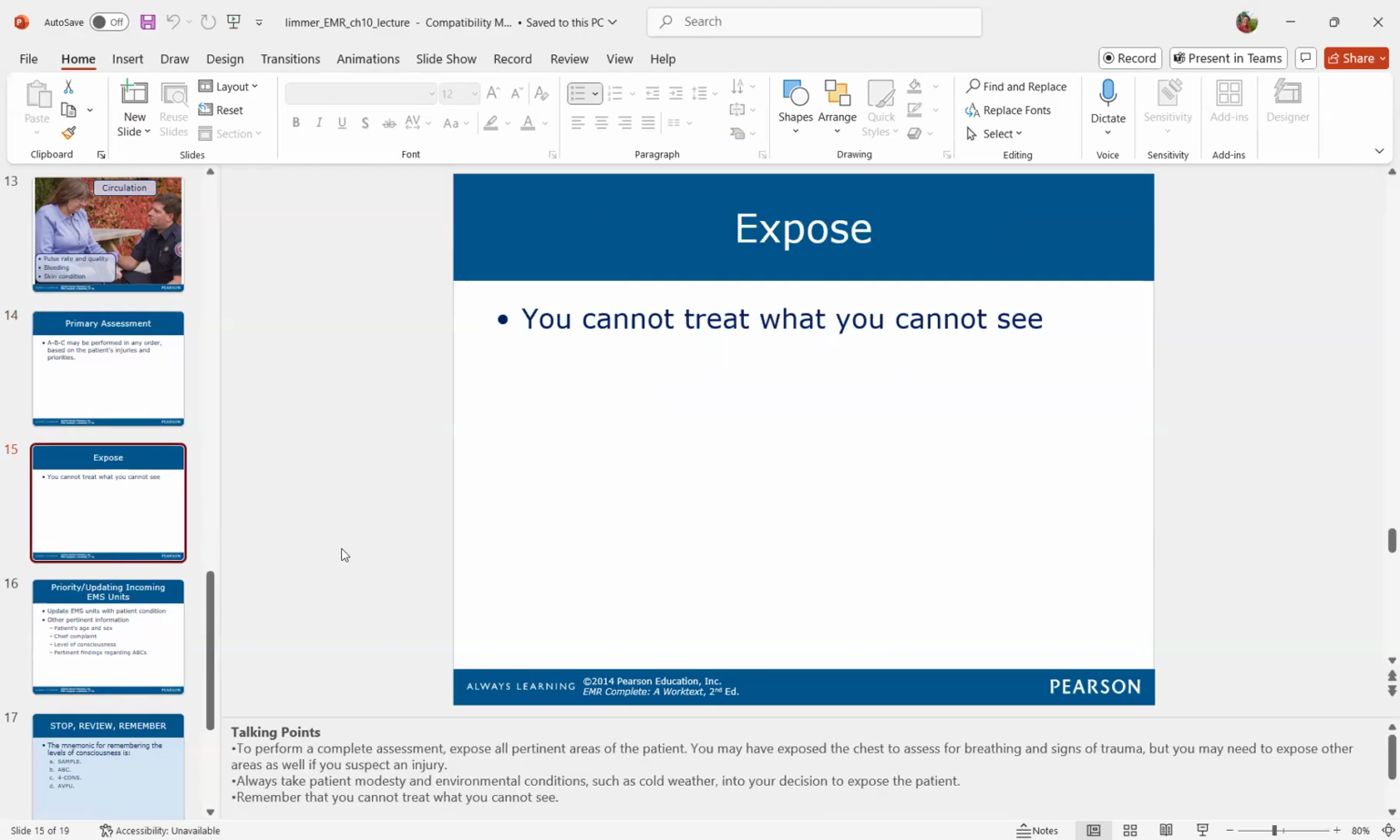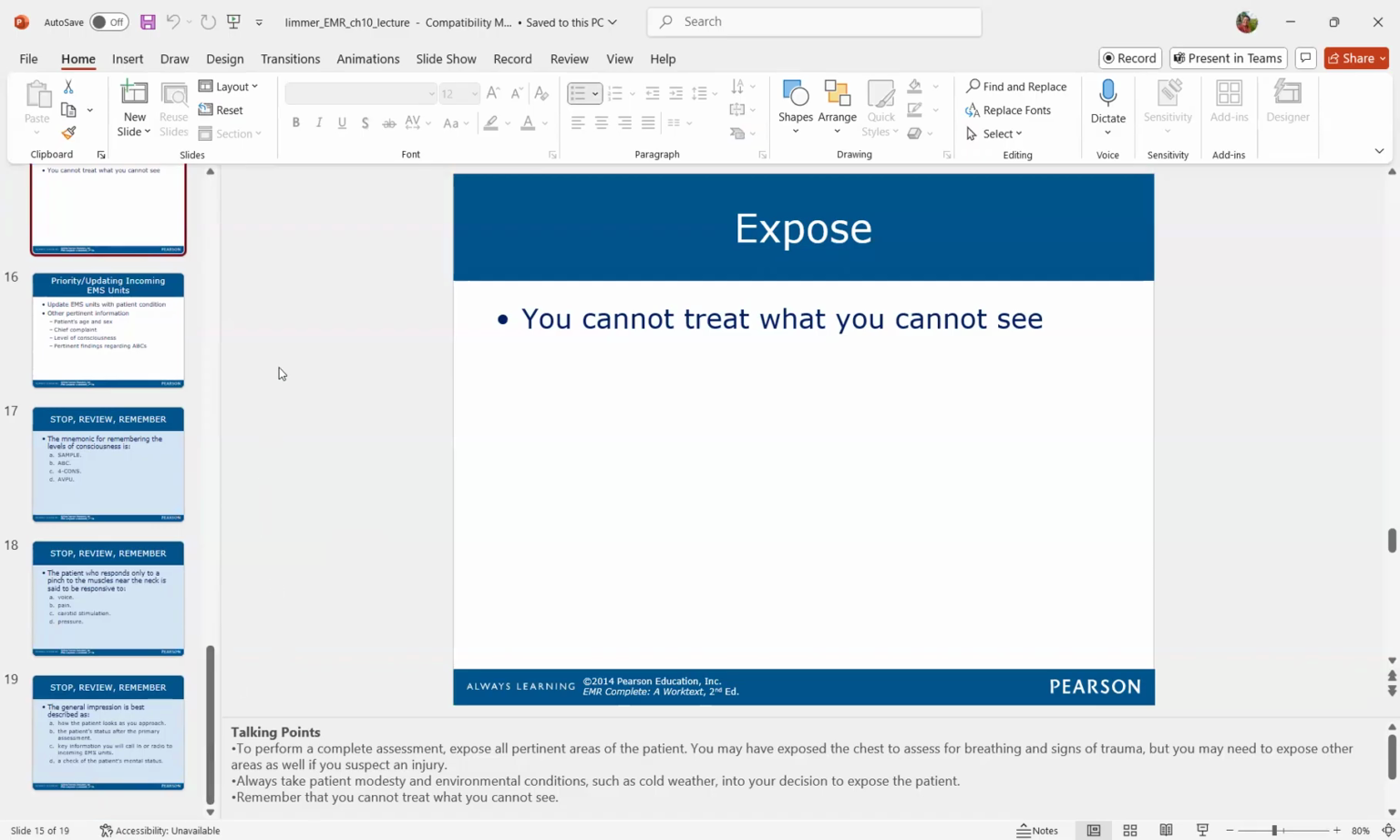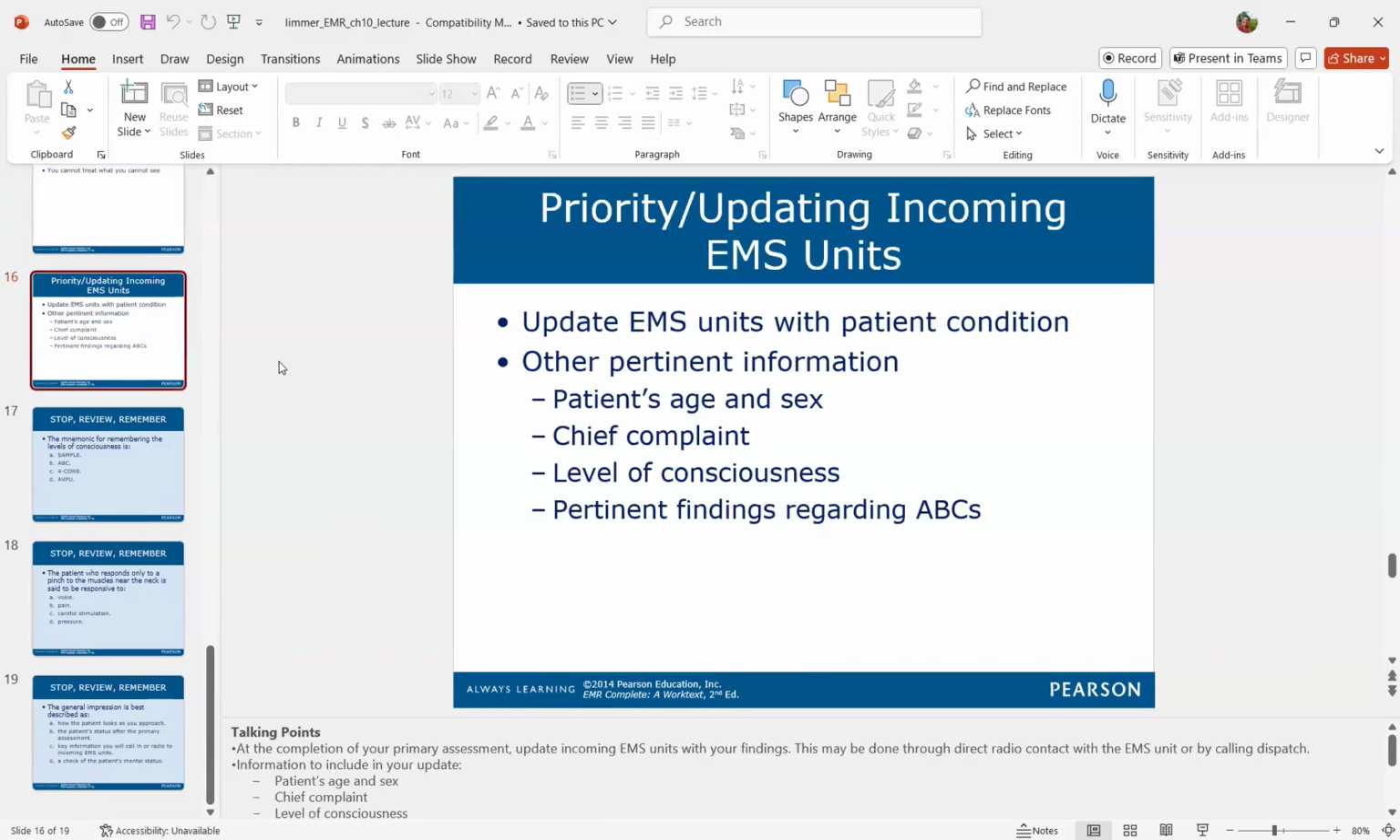We're going to expose all pertinent areas of the patient. We may have to expose the chest to assess for breathing and signs of trauma, but we may need to expose other areas as well if we suspect injury. I always take the patient's modesty and the environmental condition, like cold weather, into my decision making. And remember that we cannot treat what we can't see. I tell my students that if you have a legit trauma patient, that patient is going to be trauma naked, because I want to see what is all wrong with that patient. We need to start fixing stuff. That doesn't mean you should be stripping your old ladies down because they fell and broke their hip, right? So don't take it as that, but that is a trauma, but we don't need to do that.